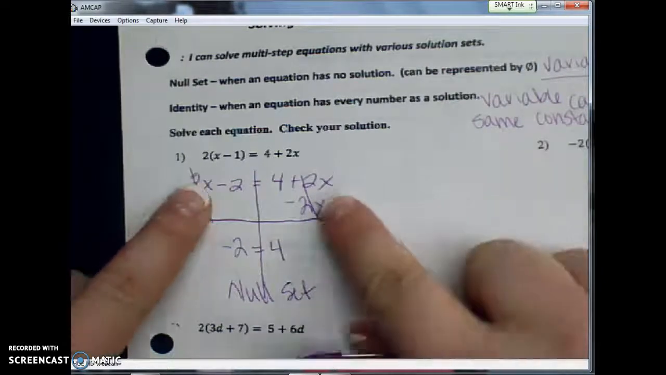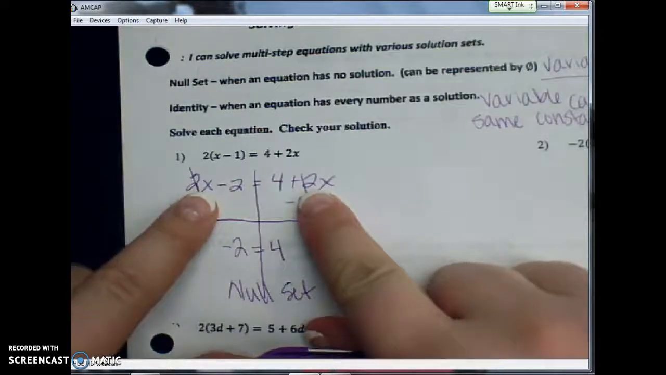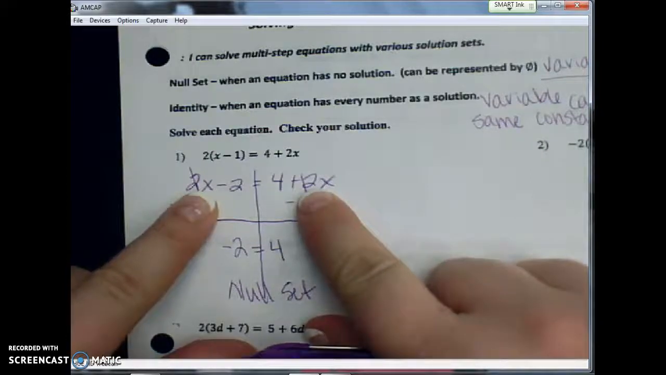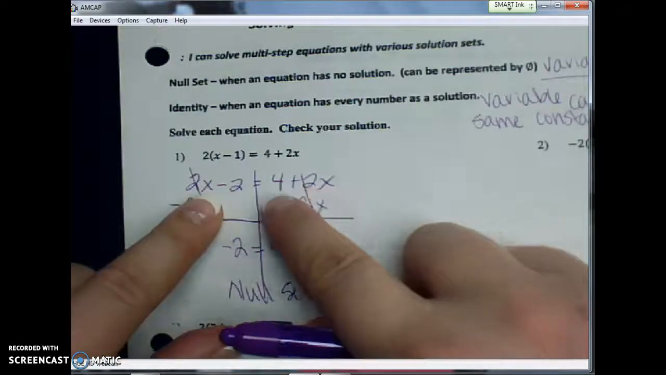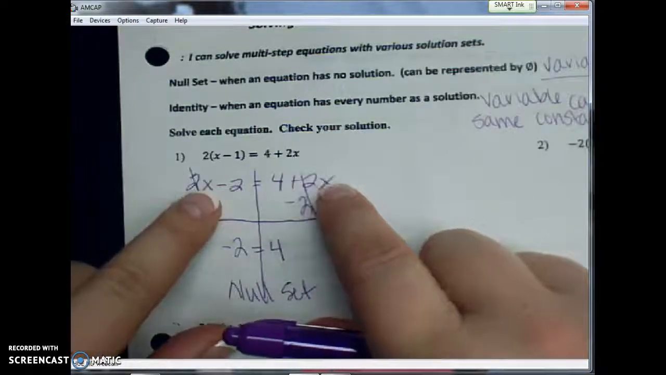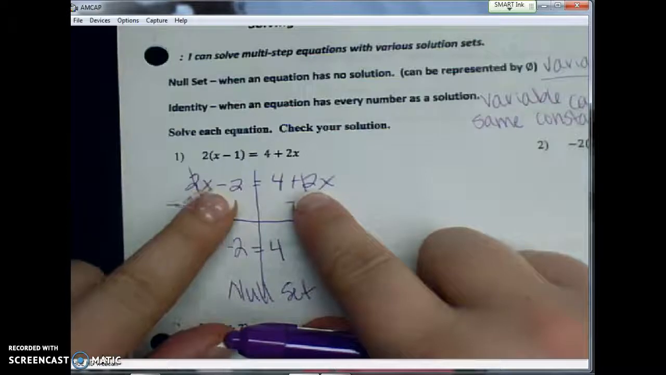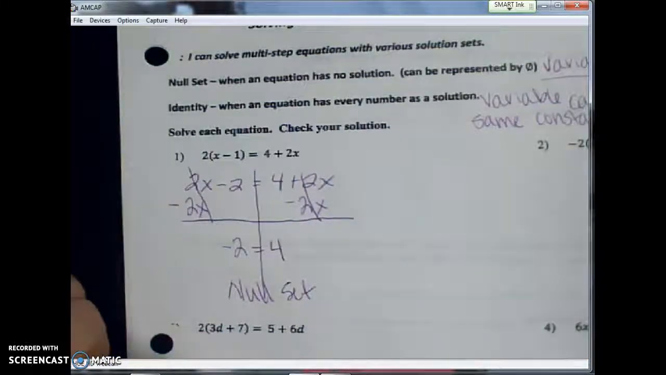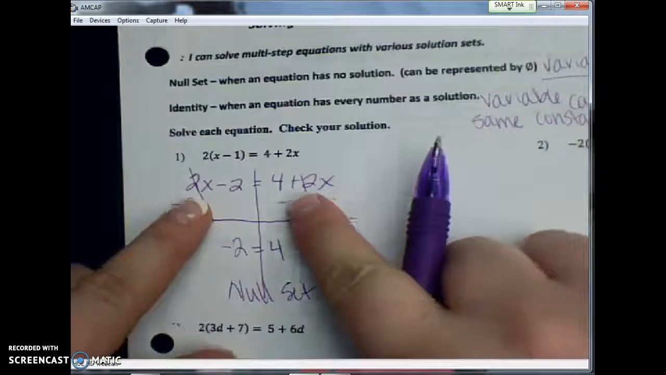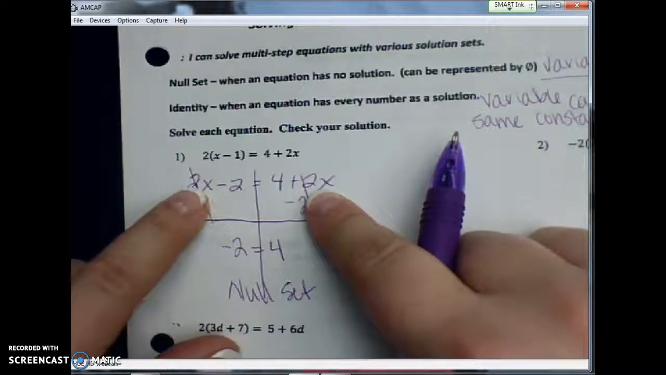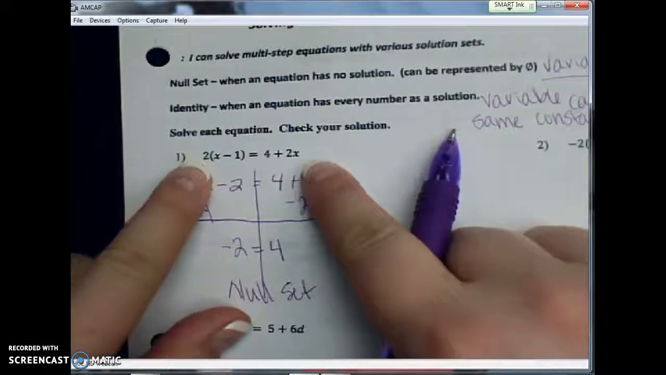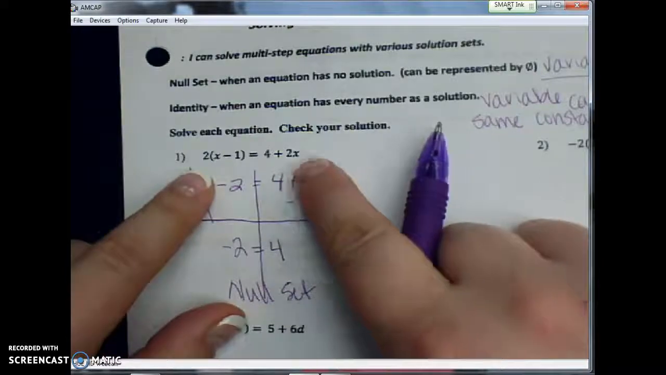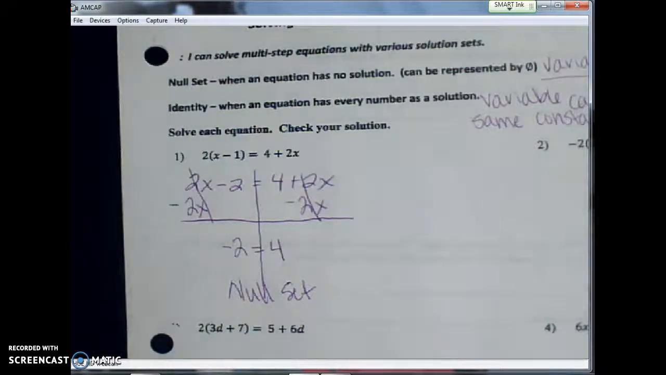Here's why. We both have 2x, correct? Now, on the left side, I'm going to take that 2x and I'm going to subtract 2. On this side, I'm going to take that 2x and I'm going to add 4. So is there any number that I could put in and multiply it by 2 and then subtract 2 and add 4 and still get the same thing? There's not. Let's say my x is 1. 2 times 1 is 2. So I have a 2 on both sides. 2 minus 2 is 0. 2 plus 4 is 6. They're not going to be the same, so it's a null set.